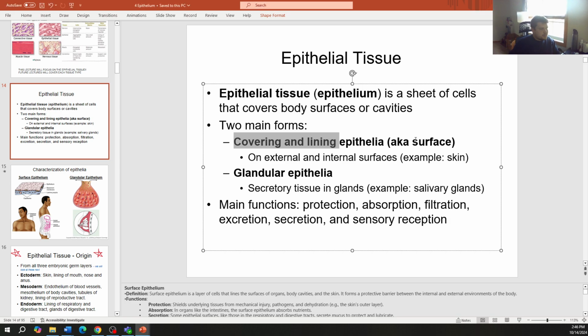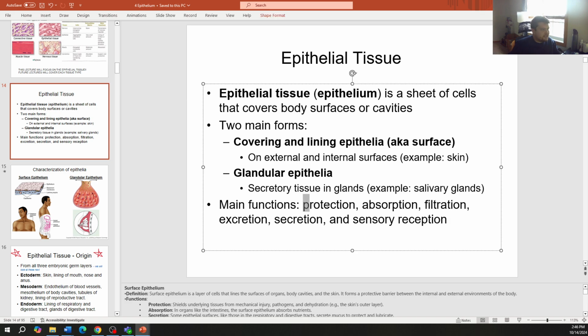Other than surface epithelium, we also have glandular epithelia. These are epithelial cells that secrete stuff in the glands. So we'll look at salivary glands. There are also specific cells within epithelium that like to secrete these kinds of things. Like when we talk about the intestines, we'll talk about these cells called goblet cells. Goblet cells secrete mucus, so we'll get into all of that.